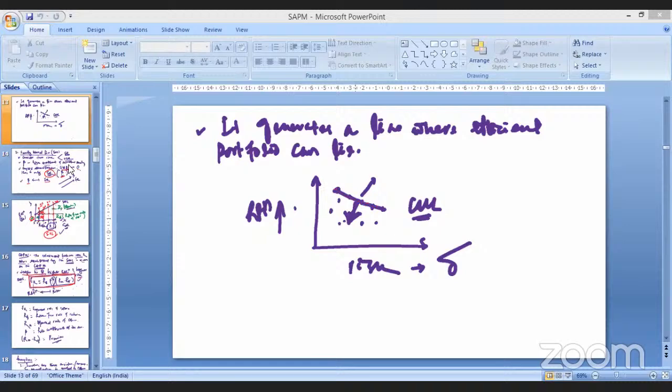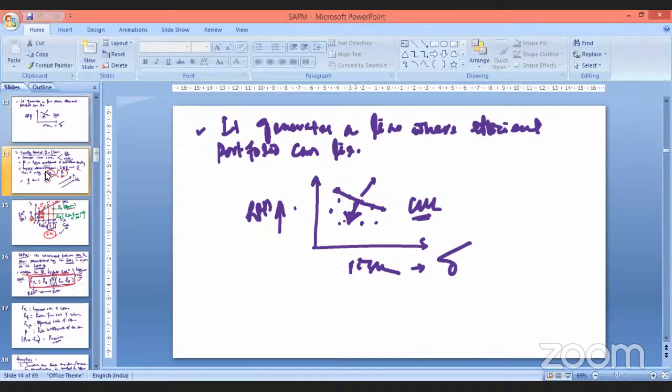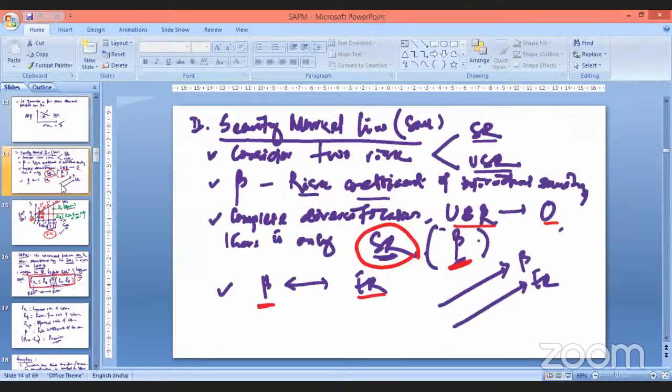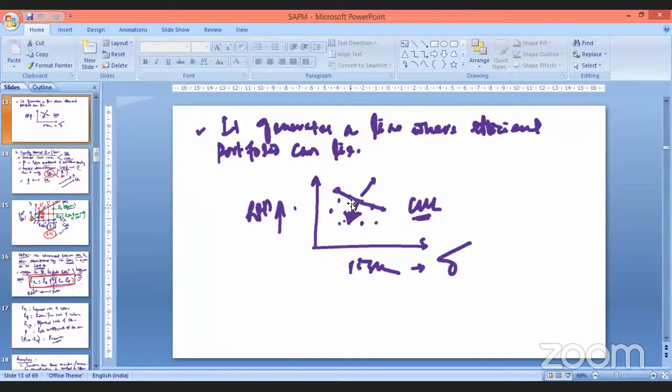Sir, efficient portfolio line. This is the efficient portfolio line. This line I have already shown you. This is CML, capital market line. That means efficient portfolio lies on the capital market line. This line is known as CML, capital market line, where the efficient portfolio can lie.